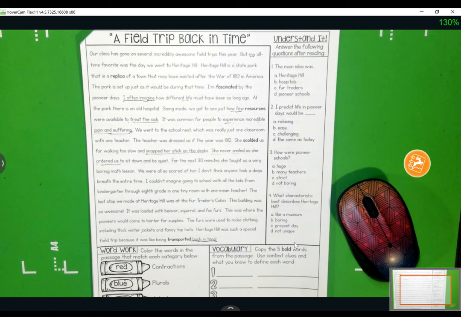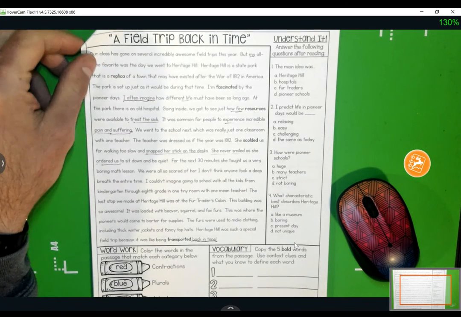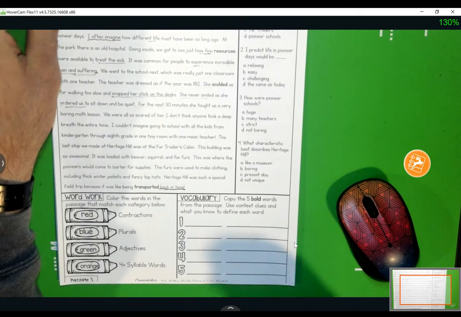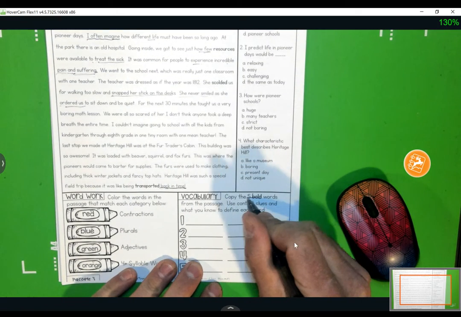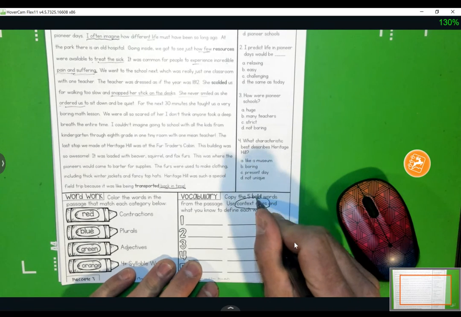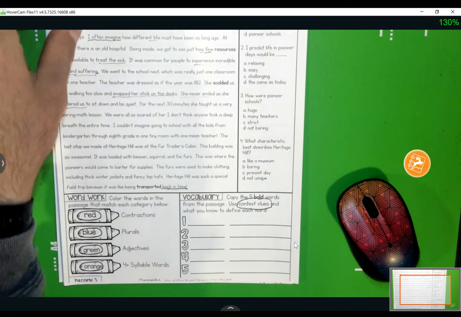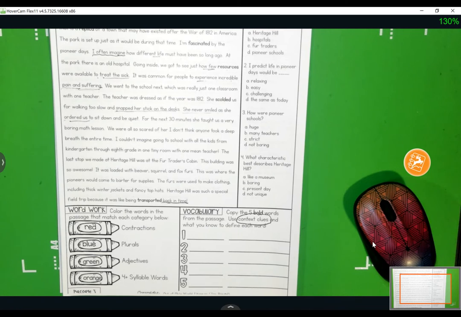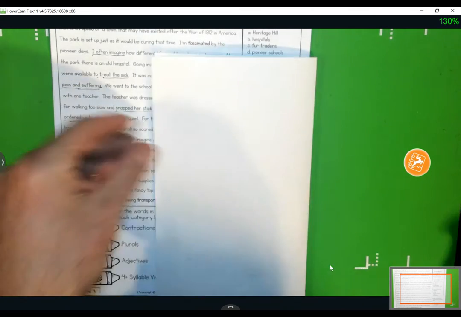Right, today we're going to be talking about one of our short reading passages, A Field Trip Back in Time. The main focus of this lesson is going to be the idea of context clues. Context clues are clues to help us figure out the meaning of a word. There's a couple of things that we use for context clues.